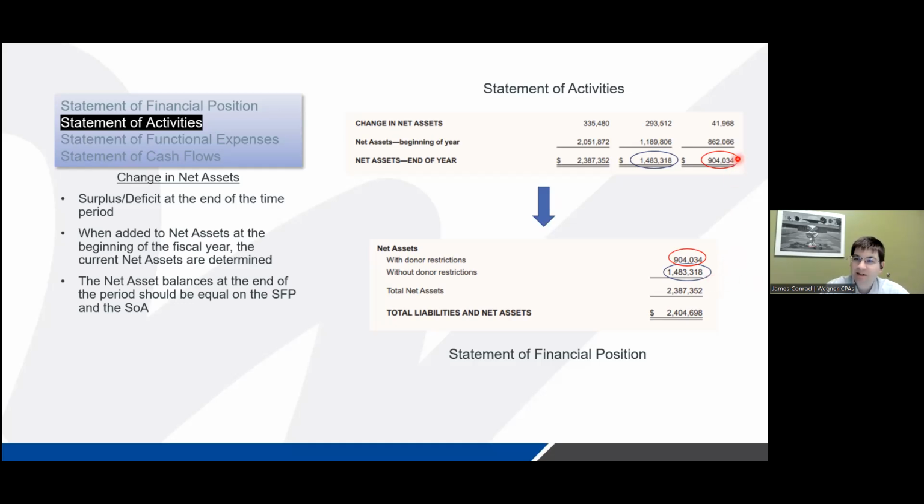So you'll notice here that the columns have matching numbers on the statement of position. And that's how the statement of activities relates to the statement of position. It flows through. It takes your activities and flows through to your point in time.